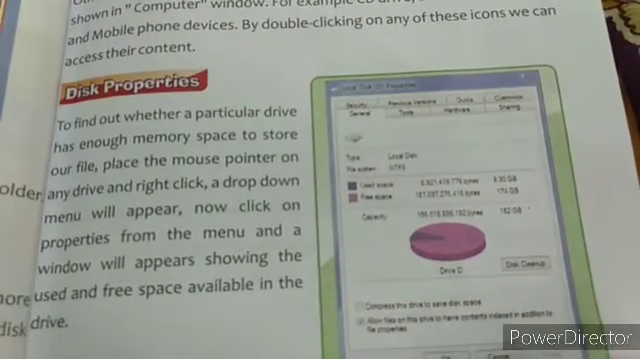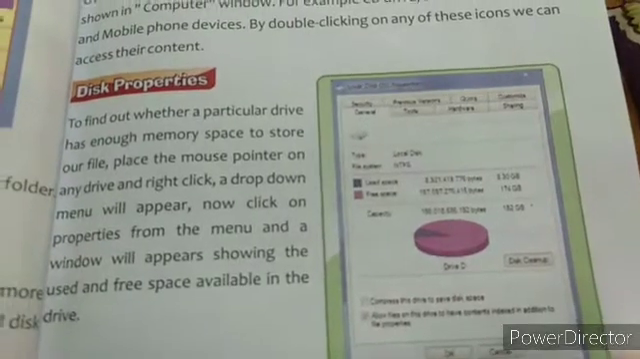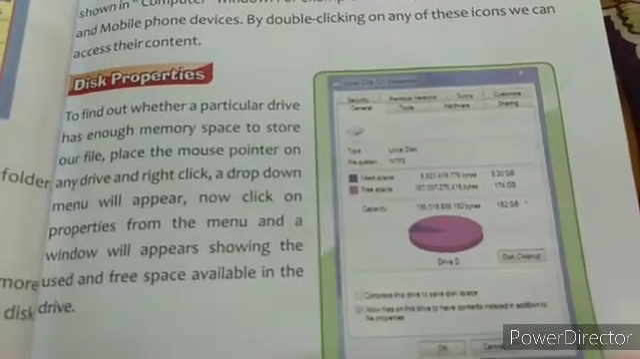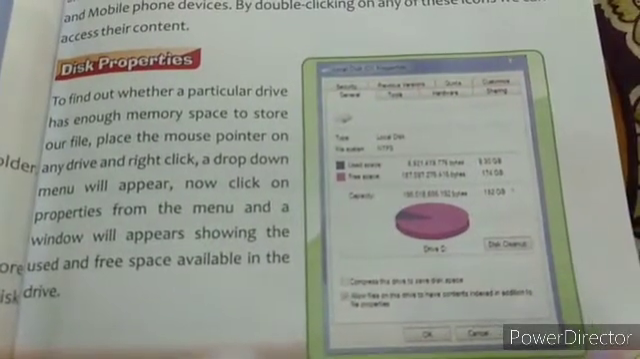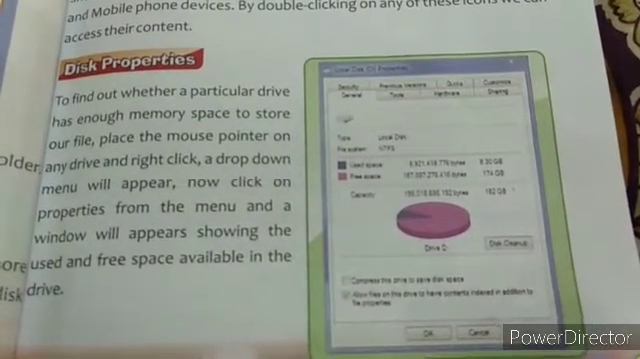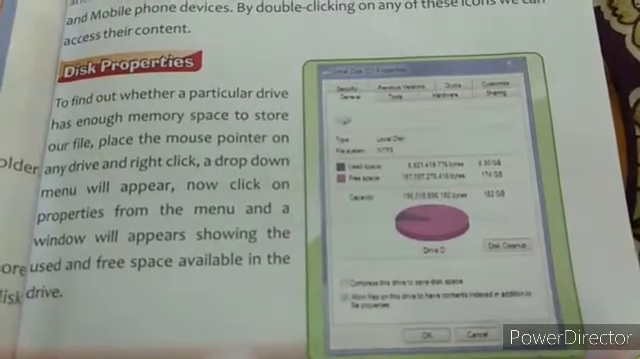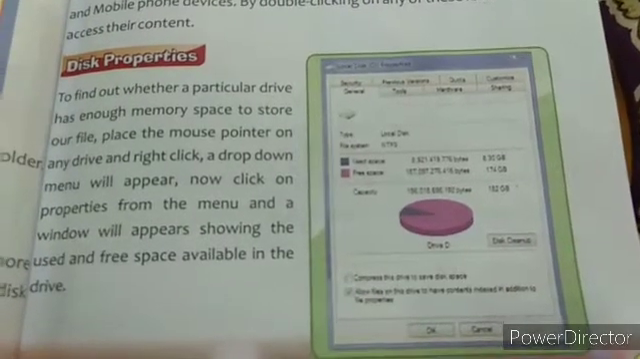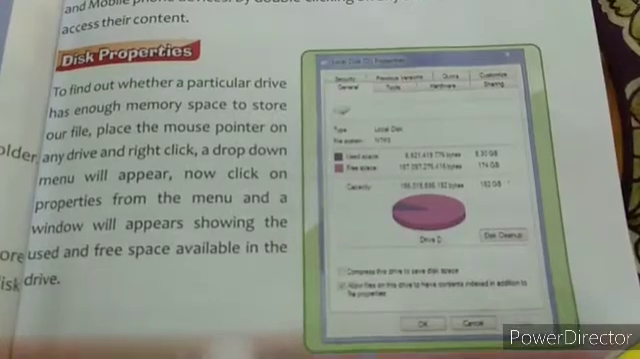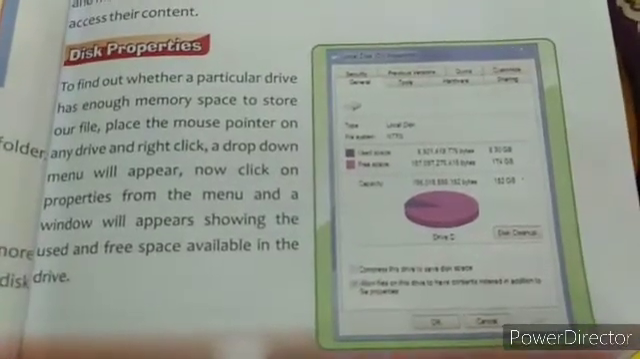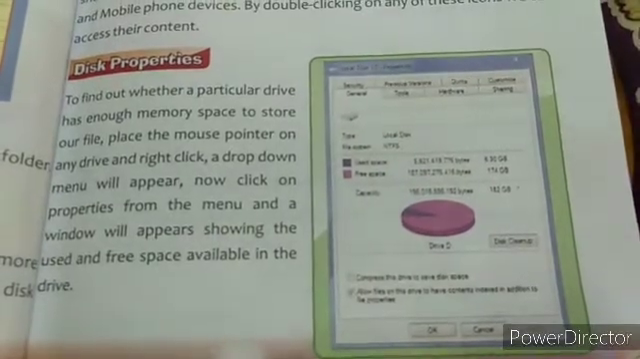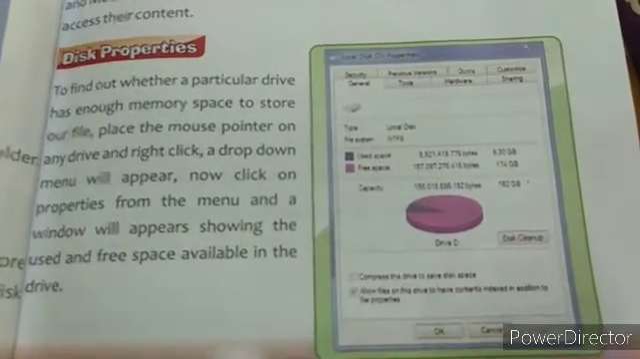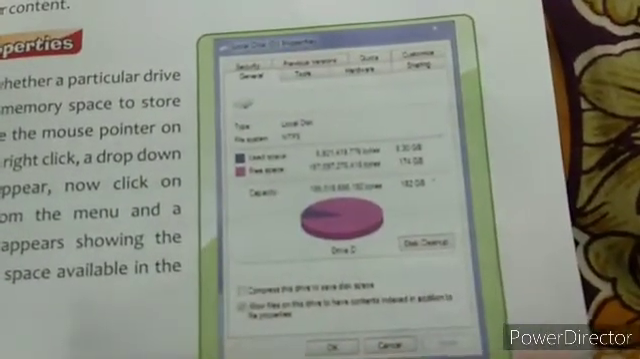So you have to delete some files or videos. Likewise, in the computer also you have to check the memory space through this disk properties. So how will you enter into the disk properties? Right click and a drop down menu will appear. Now click on properties and a window will appear, and you have to see how much space there is in the computer. Are you clear, students? This is the disk properties window.